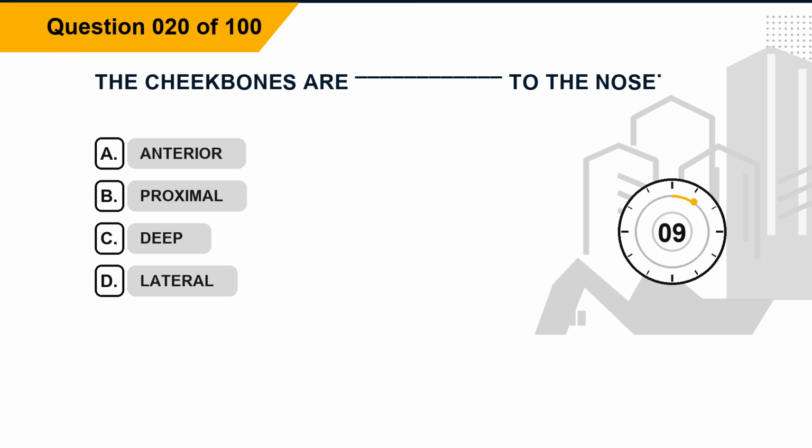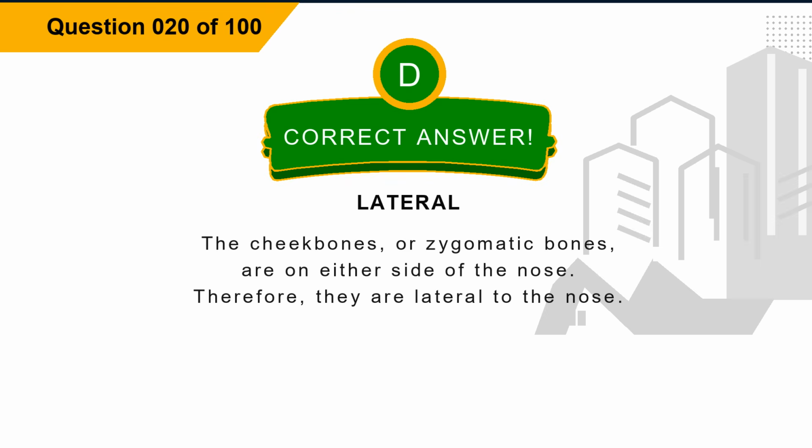Question 20. The cheekbones are blank to the nose. Option A, anterior. Option B, proximal. Option C, deep. Option D, lateral. The correct answer is option D, lateral.